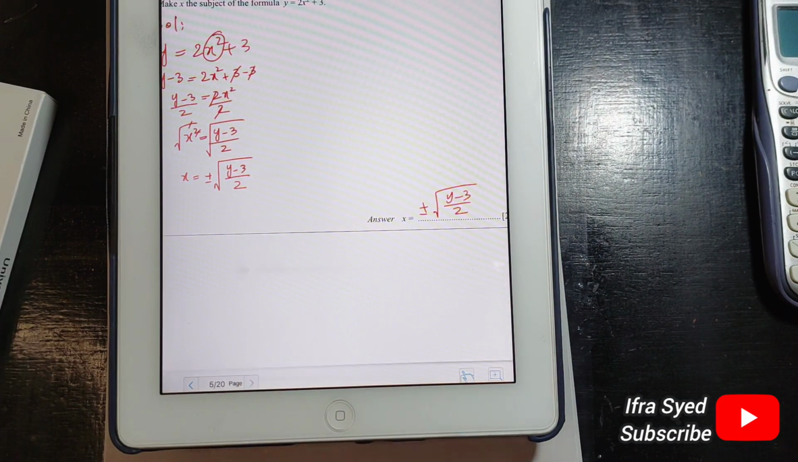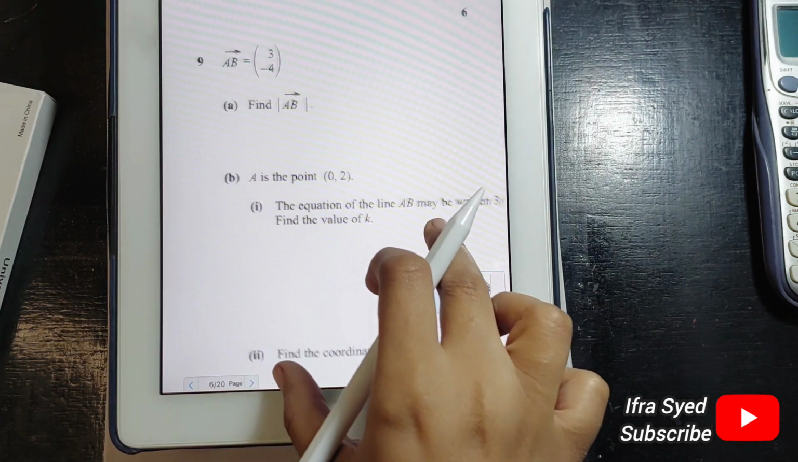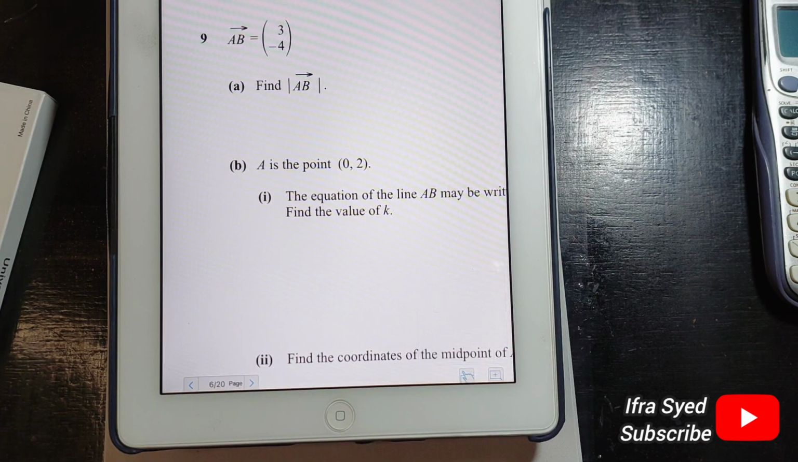Now let's move to the next question, and the next question is question number 9. In question number 9 it is written that AB equals 3 minus 4, and find the magnitude of AB.